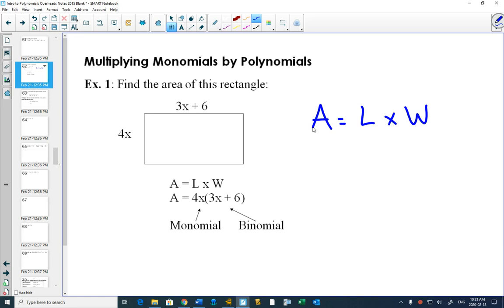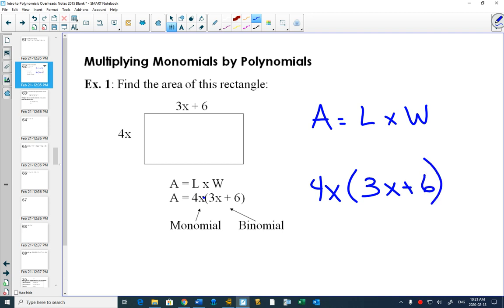So we already know our formula for a rectangle is area equals length times width, and we can use that even if it's algebra. So now length times width, my length here is 4x, my width is 3x plus 6, and I need to put that 3x plus 6 in brackets. And in algebra, we don't write the times sign, we just put a dot or put things close together. So now the question is, how do we multiply 4x times 3x plus 6?